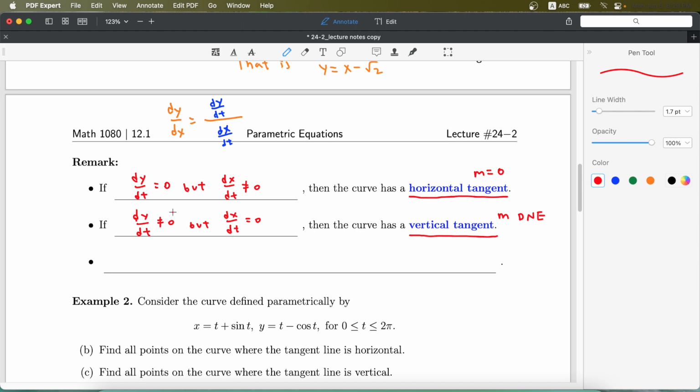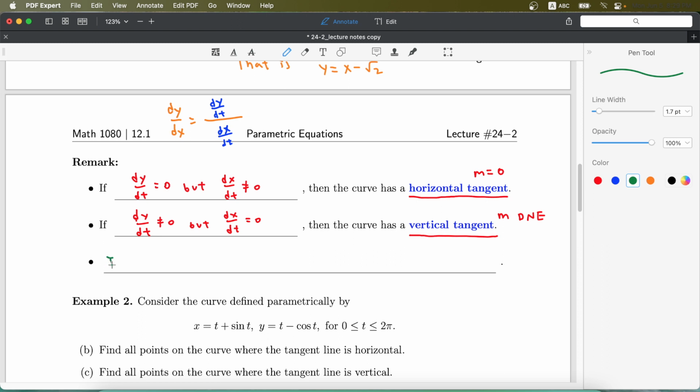Now you might be wondering, what if both your numerator and the denominator are 0? That is a very good question. Notice that in the past, somewhere in calculus 1 and calculus 2, we learned a form called 0 over 0. We call it an indeterminate form. And we say that if you have an indeterminate form, you want to use L'Hopital's rule.